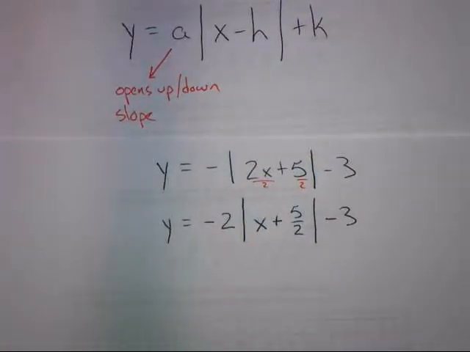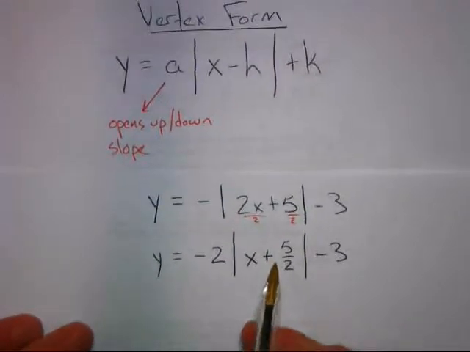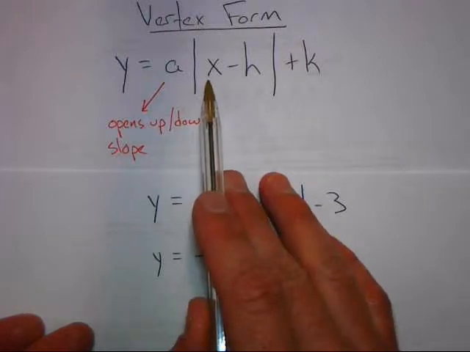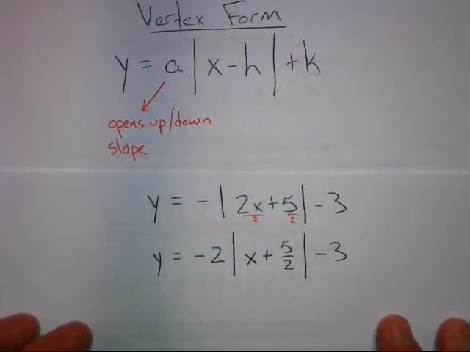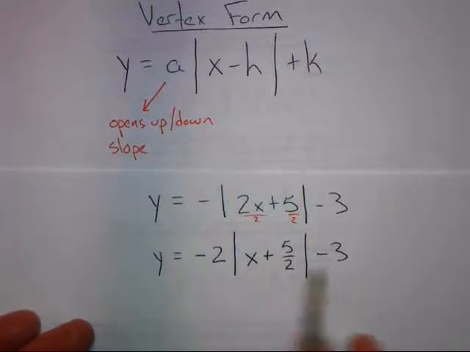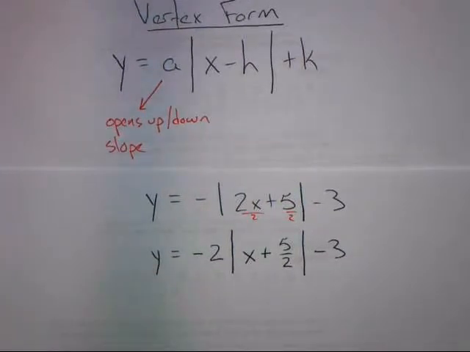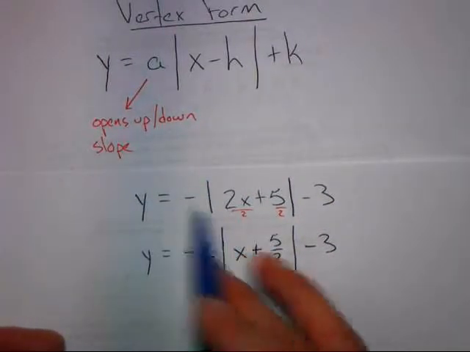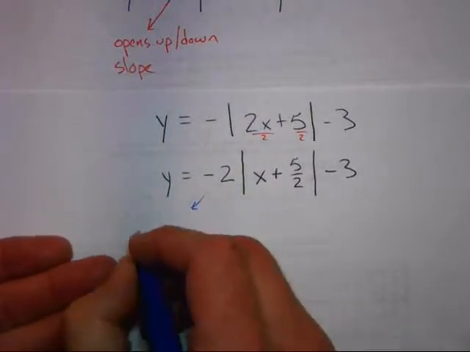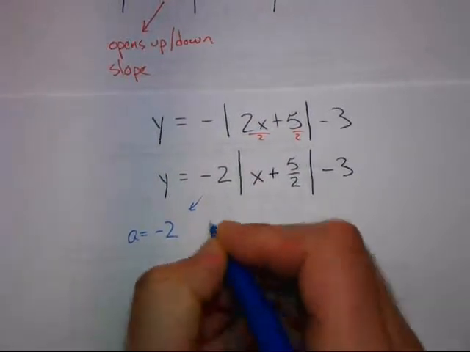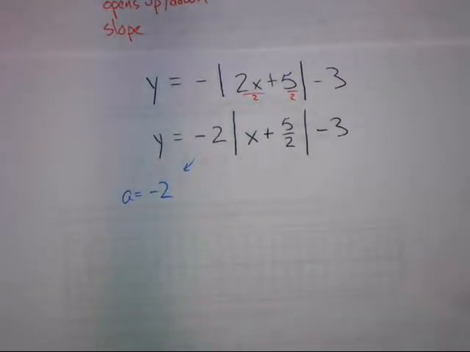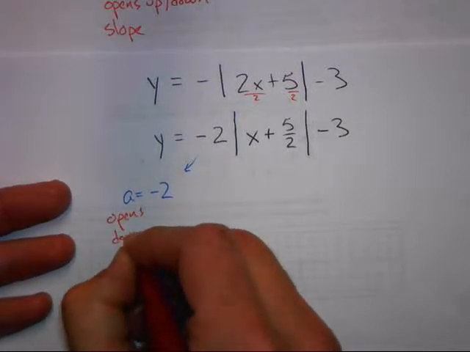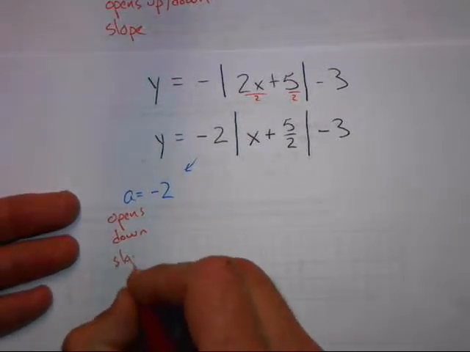And so we can compare what we currently have with vertex form. The x has a coefficient of 1, the x has a coefficient of 1. And now what we can do is determine from our equation what a would be. Remember, the initial response was to think a was negative 1. In fact, a is actually negative 2. And what will that tell us about our graph? It will tell us the graph opens down, and it will tell us that the slope is negative 2.